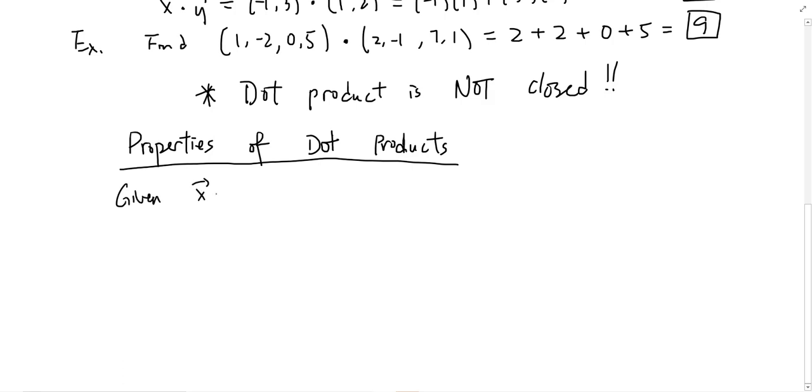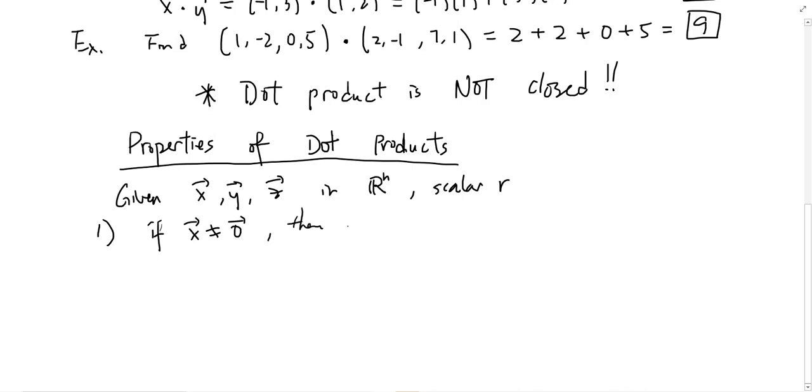Let's say we are given 3 different vectors x, y, and z in Rn, and let's say we have a scalar s. Actually, let's use r, because s looks like 5. Dot product has the following properties. Number 1, if vector x is not the 0 vector, then when you take the dot product of the vector with itself, you always get something greater than 0.